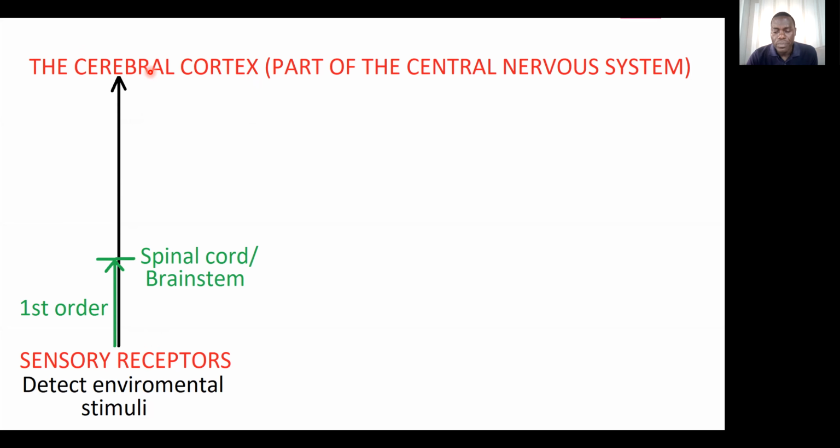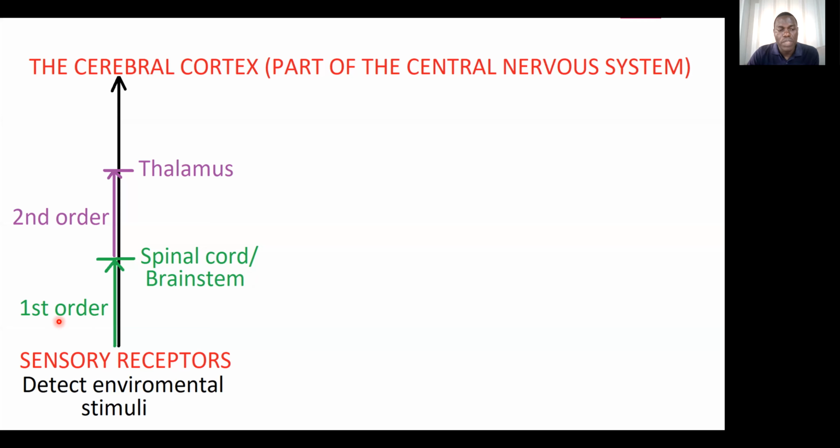Now, you don't just have a single neuron that comes from the sensory receptor to the cerebral cortex. As a matter of fact, it is a relay of three neurons. These three neurons are organized this way. We have what we call the first order neuron. The first order sensory neuron carries information from the sensory receptor to the spinal cord or to the brainstem.